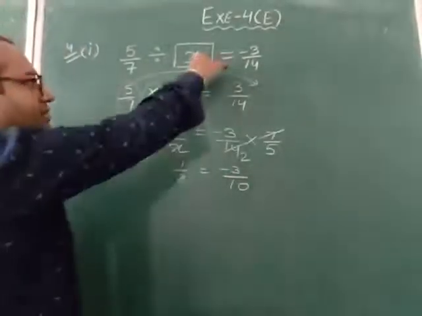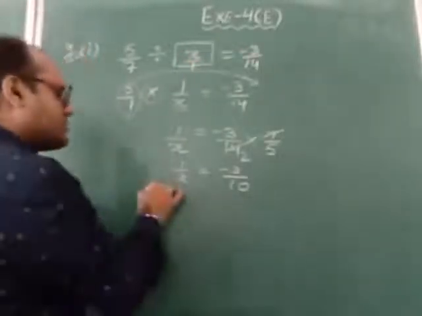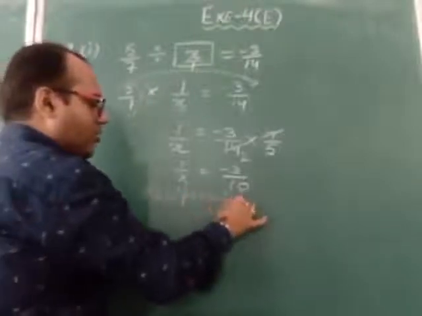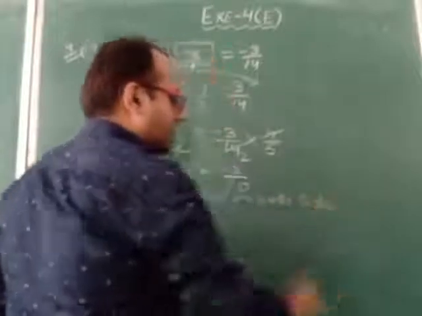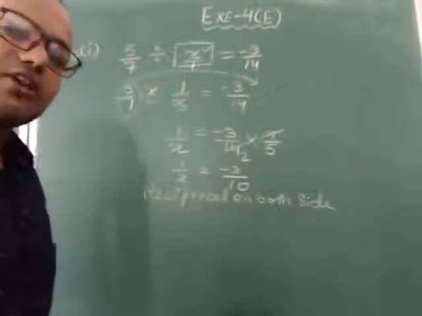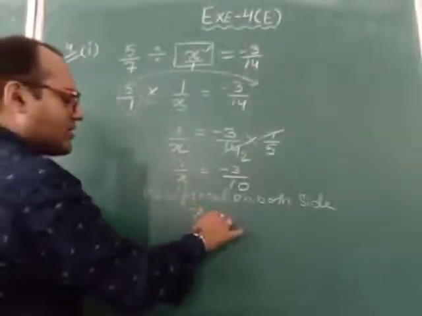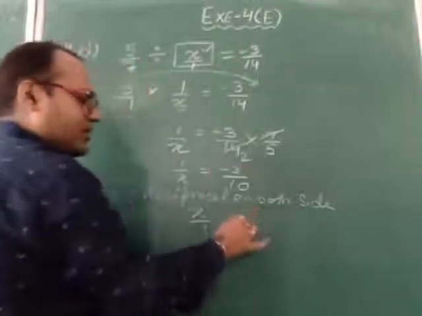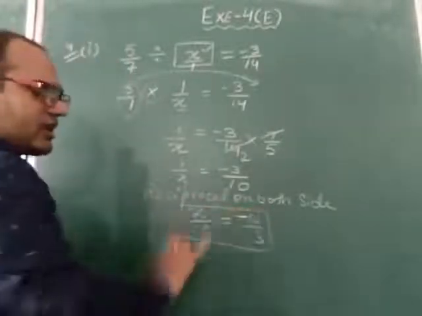But in the question we had assumed x, and our answer is coming as 1 upon x. So we have to take the reciprocal on both sides. Why will we take the reciprocal on both sides? Because we have to find the answer of x, and here we are getting the answer of 1 upon x. So in order to find x, we have to take the reciprocal. x upon 1 equals 10 upon 3. The minus sign will remain at its place. So the final answer of x is minus 10 upon 3.